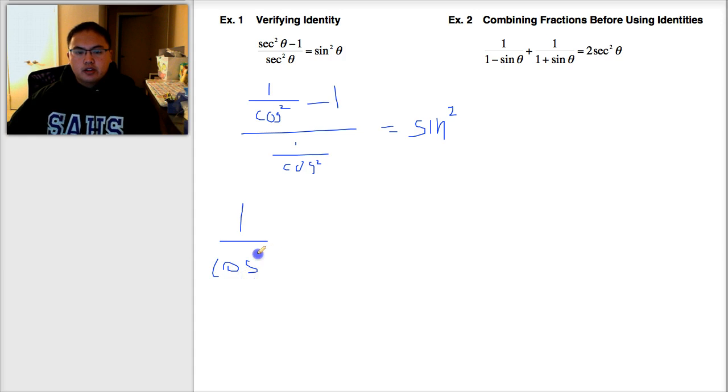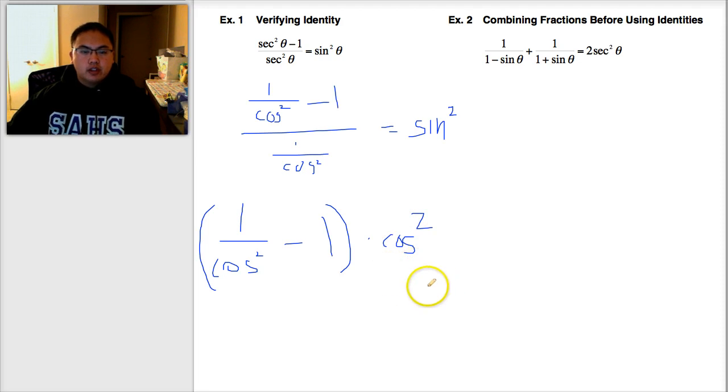So the numerator stays like so, right? And I flip and multiply, so I'm multiplying this by cosine squared, or technically cosine squared over 1. I took this numerator and multiplied by the flipped denominator. Since I have cosine squared times this parentheses, I have to distribute it to both things. Cosine squared times 1 over cosine squared gives 1, and cosine squared times 1 gives cosine squared.